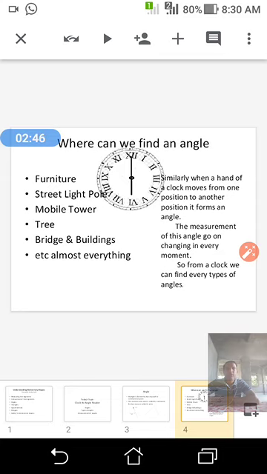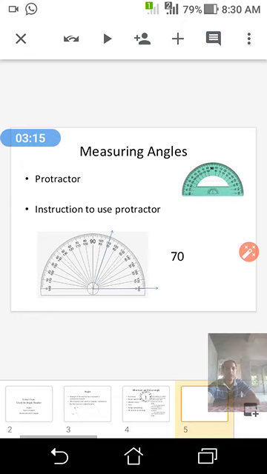Similarly, you can see a clock face on the screen. When a hand of this clock moves from one position to another position, it forms an angle. The measurement of this angle goes on changing with every movement as the time changes in the clock. So from a clock, we can find every type of angle. We will discuss more about this. Before that, let us see how we can measure an angle.